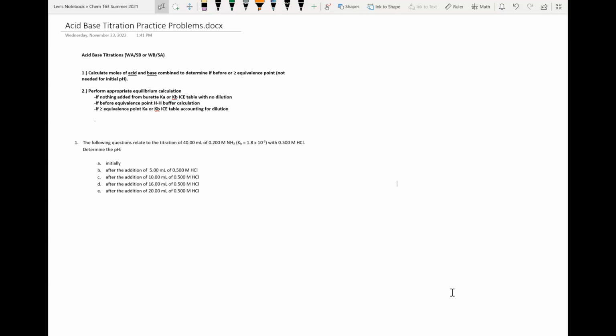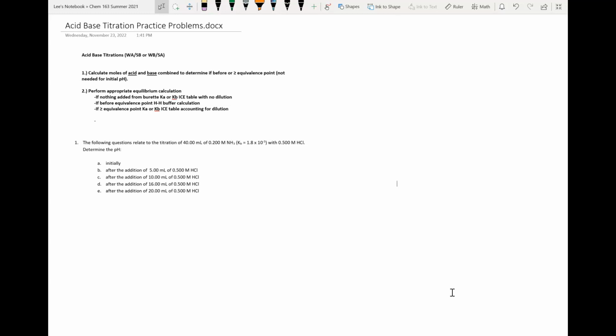Now obviously you don't need to do this for the initial pH because you know that you are before the equivalence point if you haven't added anything from your burette yet. So you calculate those initial numbers of moles of acid and base, and then that will inform you what type of equilibrium calculation you need to do. So obviously if nothing has been added from the burette, then you're just going to do a Ka or a Kb ice table just like you normally would for a weak acid or a weak base.